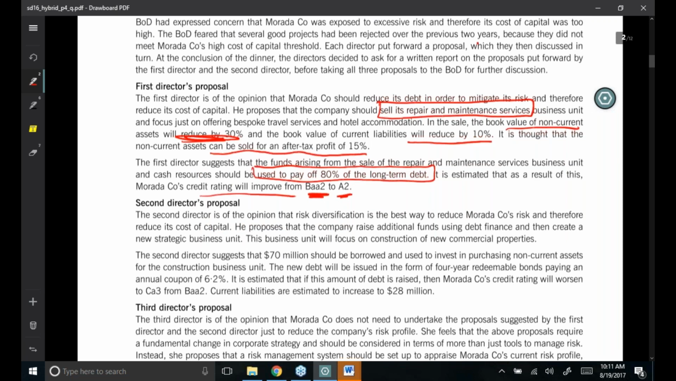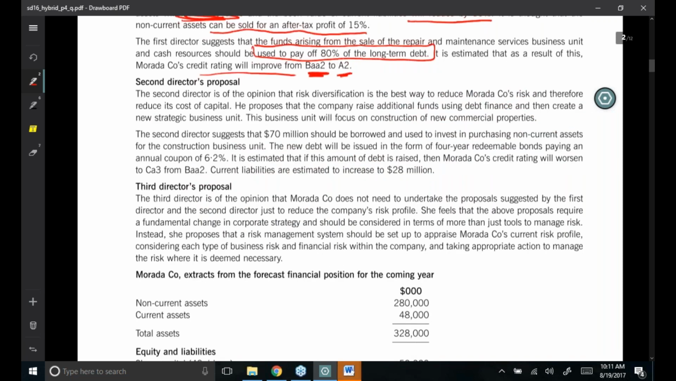Okay, what about the second director? The second director is of the opinion that risk diversification is the best way to reduce the company's risk and therefore its cost of capital. He proposes, instead of selling the existing business, that the company should invest in a new business. The new business will be on construction of new commercial properties. The second director suggests that 70 million should be borrowed and used to invest in purchasing non-current assets for the construction business unit. So you will borrow the additional 70 million.